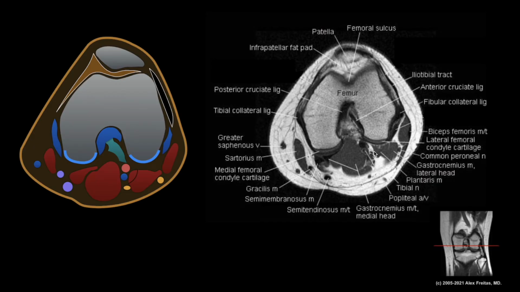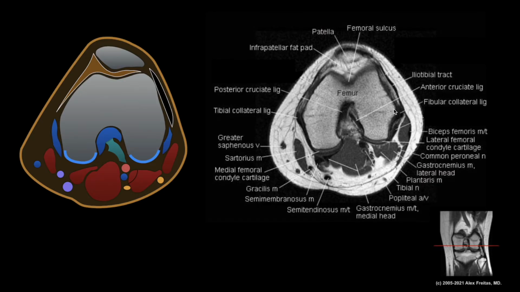The veins, arteries and nerves that we already discussed are the popliteal artery, popliteal vein, and the tibial nerve. If you remember, we said there is one more nerve that we're going to see. It is the common peroneal nerve. Again, the plantaris muscle and the gastrocnemius lateral head. These are two together. And the biceps femoris muscle and tendon here.